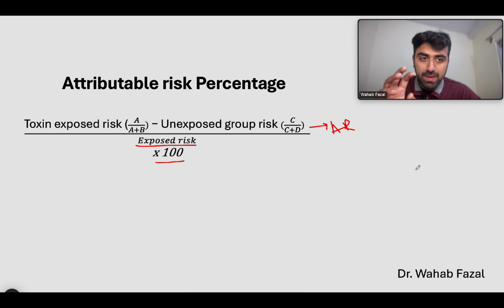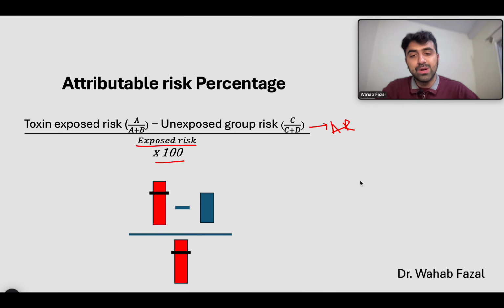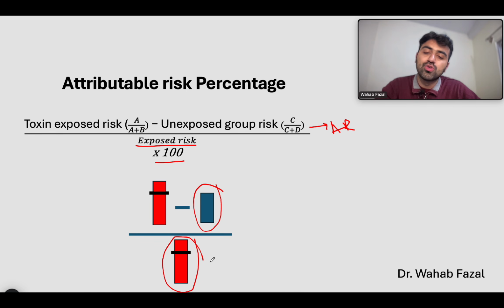And I want you to remember this with the help of the illustration that we drew before. So this is our risk in the exposed group. You subtract the risk in the unexposed group, and you divide it by the risk in the exposed group, because you want to know what percentage of the total this forms. Just looking at it roughly, if this is half of the picture, it forms around 25%. So you can say that 25% of risk in this case was due to the exposure.